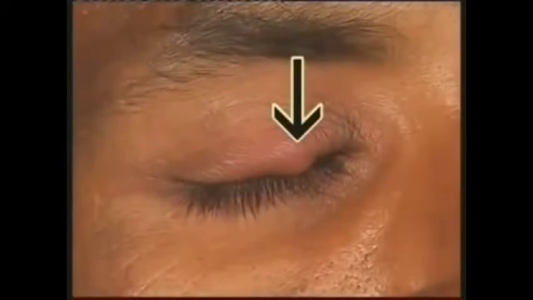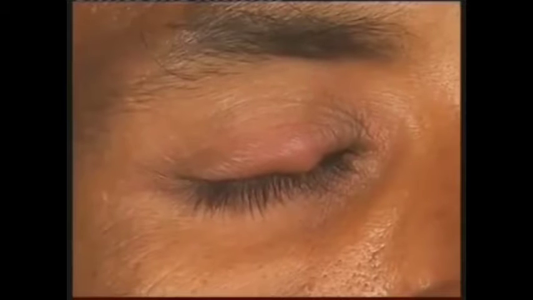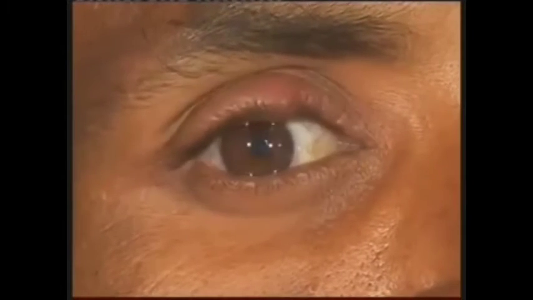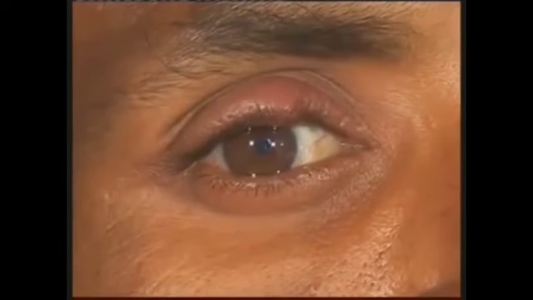Stye is an acute tiny abscess due to infection of the hair follicle of eyelashes. Give an antibiotic eye ointment and oral course of antibiotic along with anti-inflammatory drugs and hot fomentations.